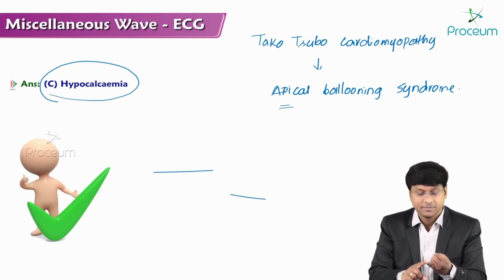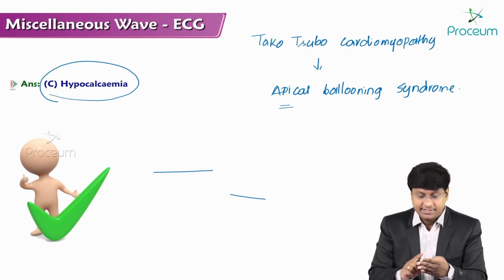Number one, there should be ST segment elevation in the ECG. That is a very important point. Number two, the two-dimensional echocardiography should show the presence of ballooning of the apex of the left ventricle. That is your 2D echo, right? What does the 2D echo show? Ballooning of the apex of the heart. Number three, the coronary angiogram should be absolutely normal. That is the third important point.